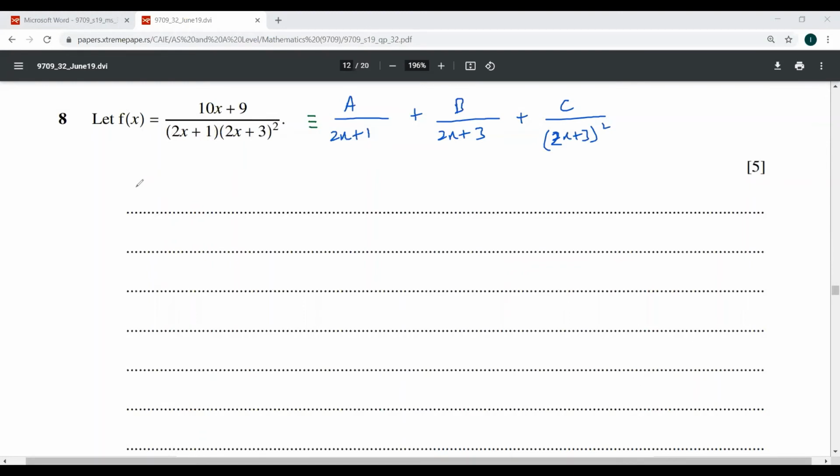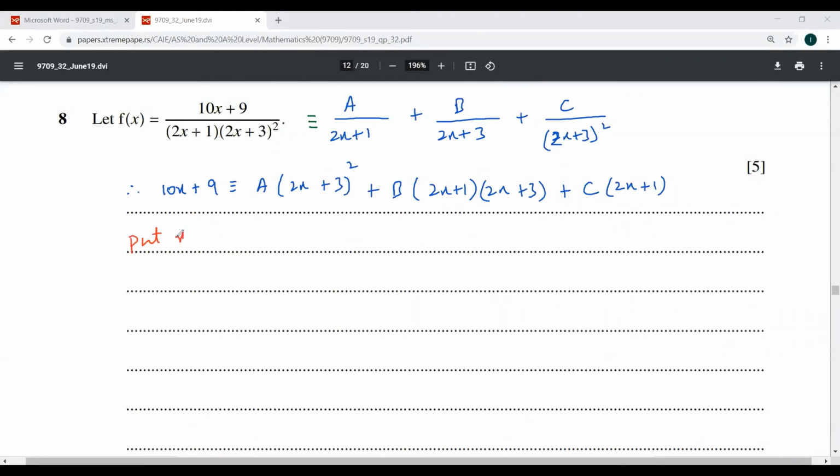Okay. So therefore, now this 10x plus 9 is going to be a into 2x plus 3 whole square plus b into, sorry, this is 2, oh, what am I doing? A into 2x plus 3 times 2, I wrote c. Oh, sorry. This is square here, okay. So this b times 2x plus 1 into, basically this 2x has confused me, this 2x plus 3. And then you have plus c into 2x plus 1. Okay.